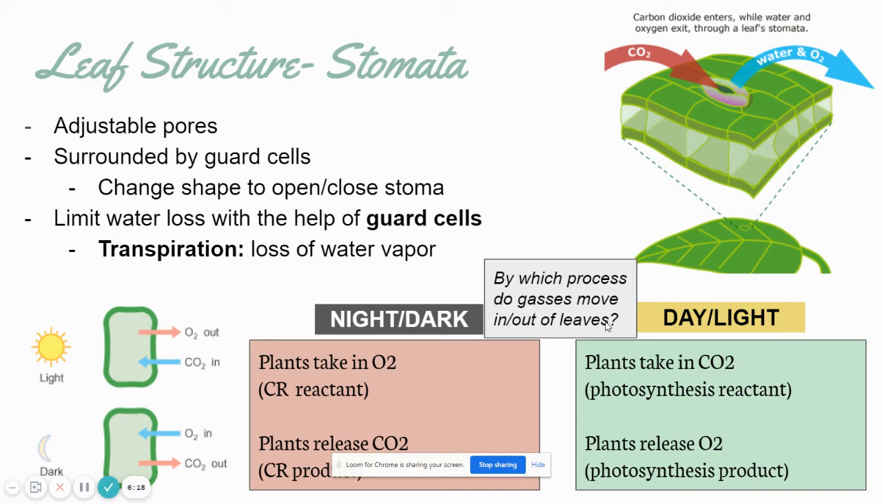So I want you to circle back to what we discussed when we were talking about transport mechanisms and ask yourself, which process allows gases to move in and out from high to low concentrations? And the answer should be diffusion, right? So the gases, carbon dioxide, water, and oxygen, are able to move in and out of the plant leaf by the process of diffusion.